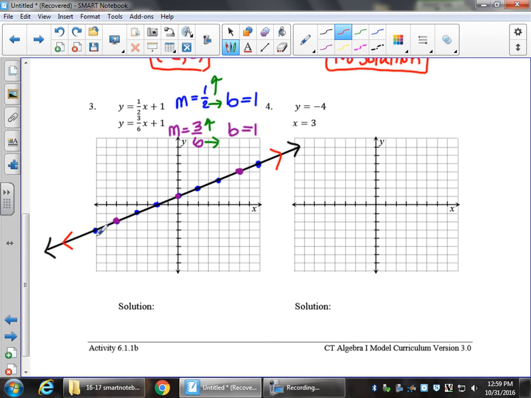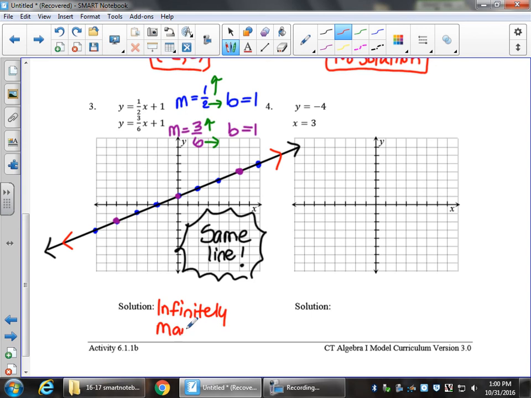That means that these lines intersect everywhere. These lines intersect everywhere because they are, in fact, the same exact line. So if they intersect everywhere, that means infinitely many solutions.